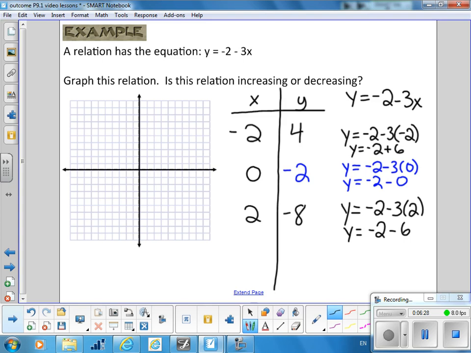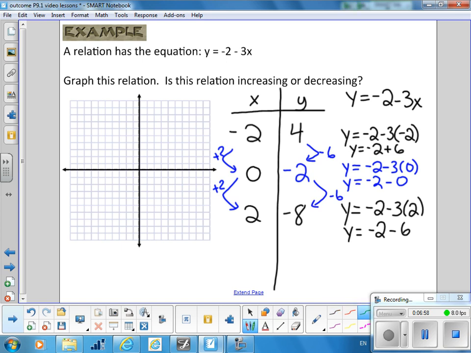Now we could check to make sure that we have done this right before we even plot. Remember, we're going to have a linear relation because it's the equation of a line. I chose consistent increments here, so I should have consistent increments in this one. If I go from 4 to -2, I've subtracted 6. -2 to -8, I've also subtracted 6. So it looks like I've got some good points.